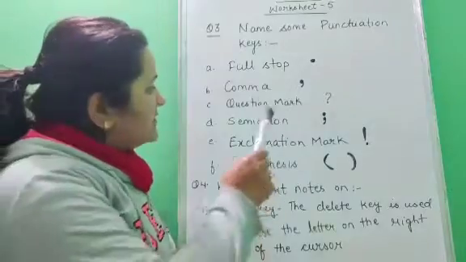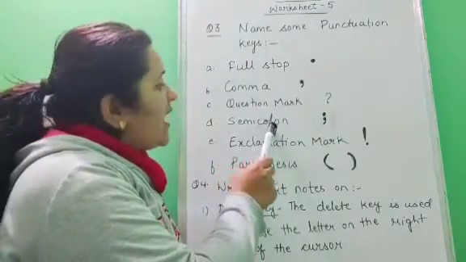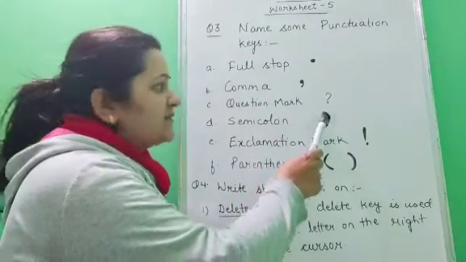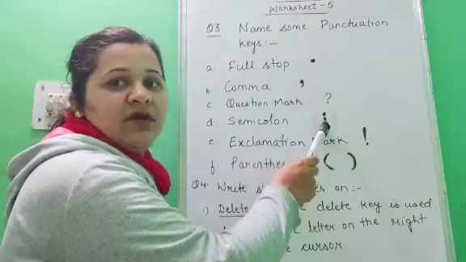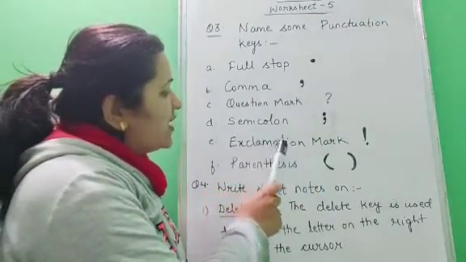Okay, children. Next is semicolon, S-E-M-I, semi, C-O-L-O-N, colon, semicolon. This is how a semicolon looks like, a dot along with a comma. This is the symbol of the semicolon mark. Okay, next is exclamation mark.